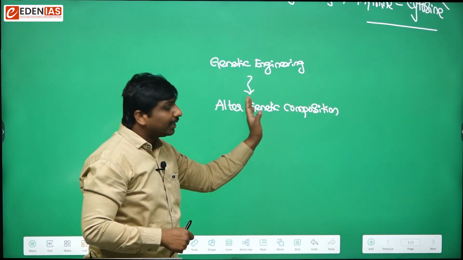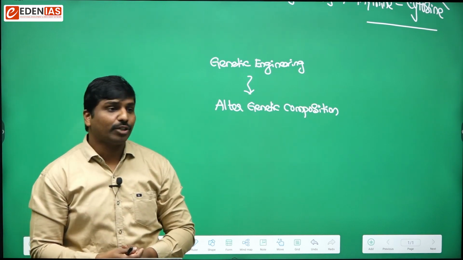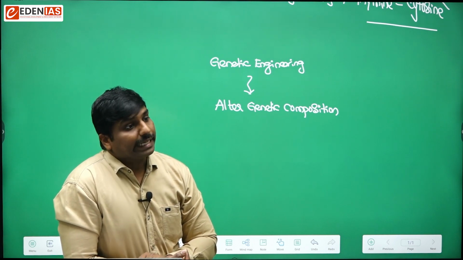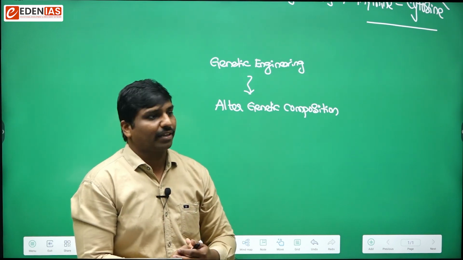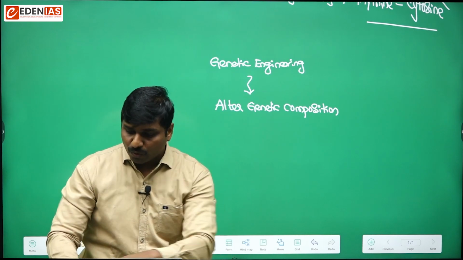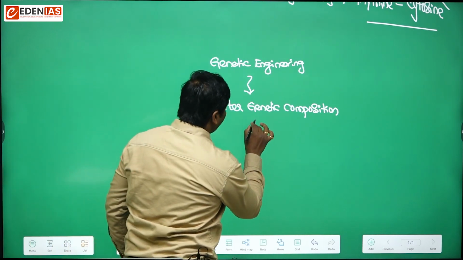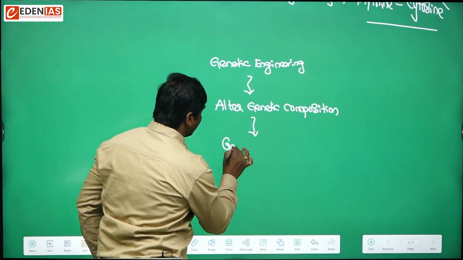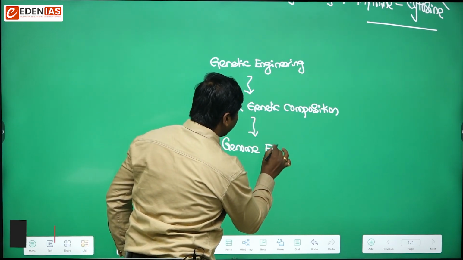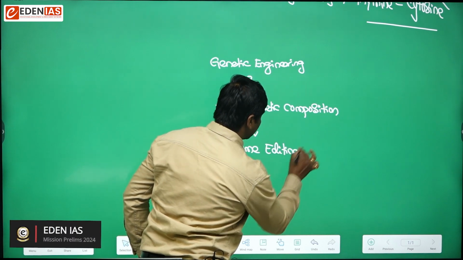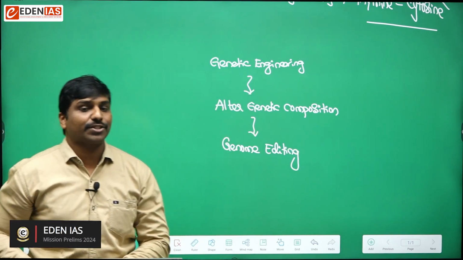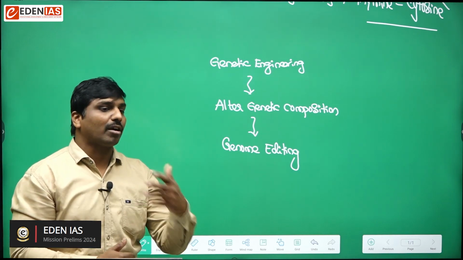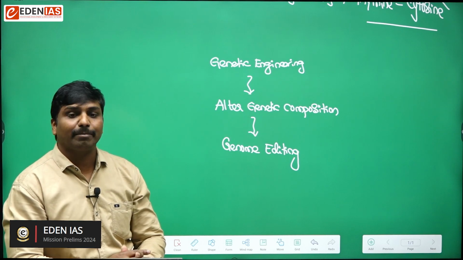For altering the genetic composition, we need to have some techniques, or some technology. There are certain techniques to alter this genetic composition. This process of altering the genetic composition is known as genome editing. Genome editing means the process of changing or altering the genetic composition of an organism.